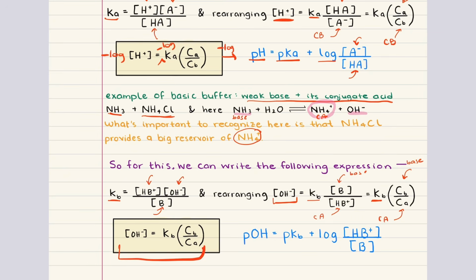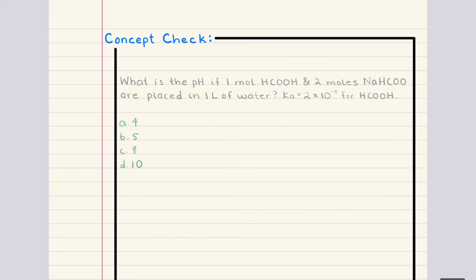And if you take the negative log of each side, you get that pOH is equal to pKb plus the log of your conjugate acid concentration divided by your base concentration. This is also the Henderson-Hasselbalch equation, but for pOH as opposed to pH. With that information in mind, let's go ahead and tackle two practice problems together.